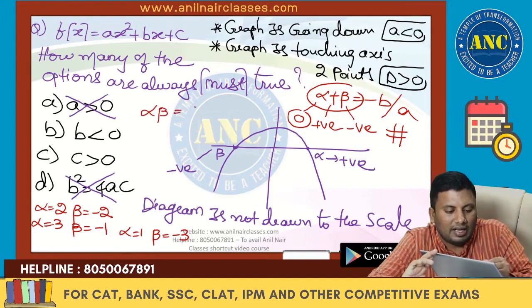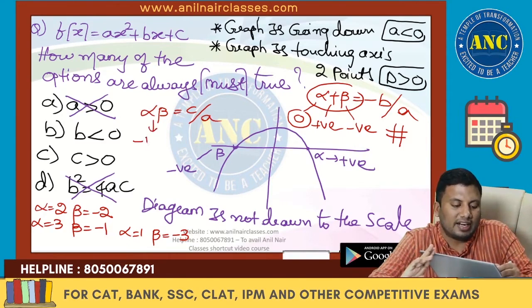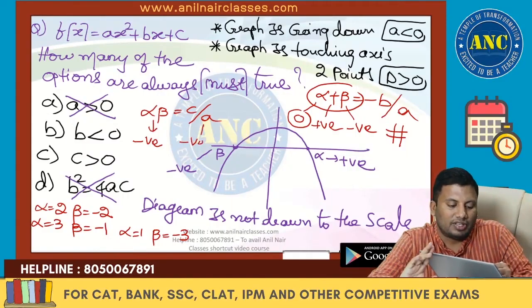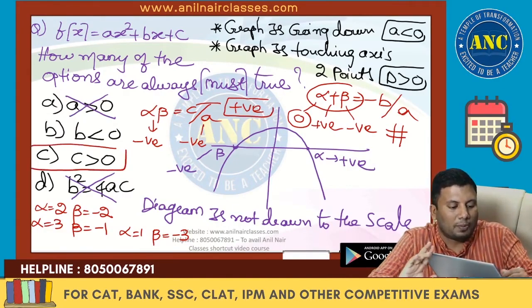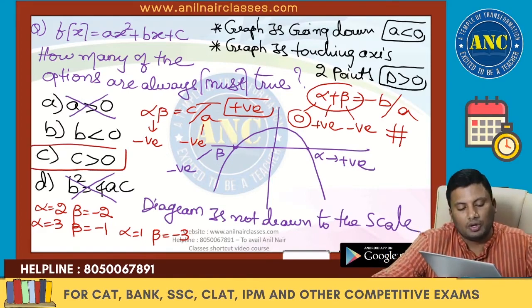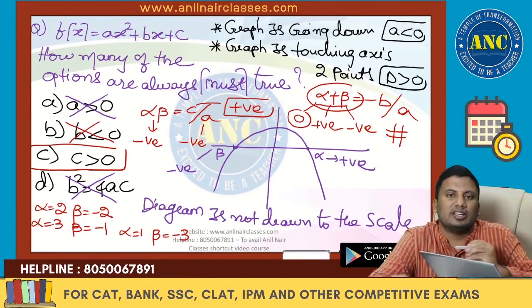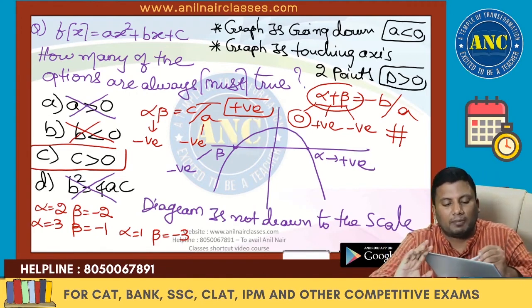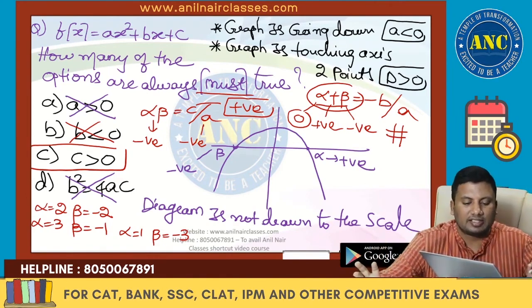We cannot draw any conclusion because we don't know the nature of alpha plus beta. Alpha beta is c by a. One is positive, one is negative, so the product is negative. The graph is going downwards. That means c will be positive. How many options are must true? Option C. Option B I am eliminating because it may or may not be true, and that is not a must condition. Must means in all the possible cases it should be true.